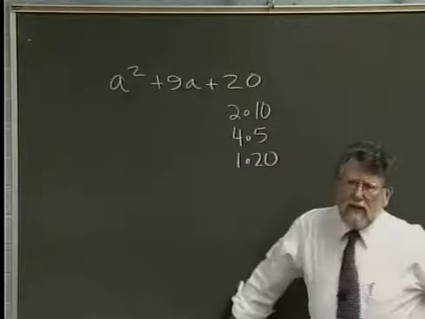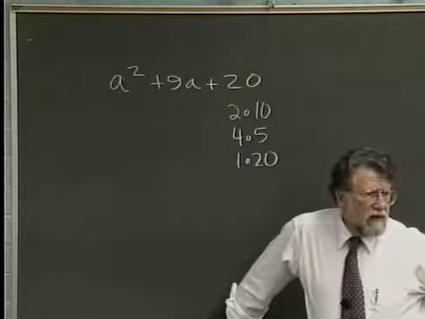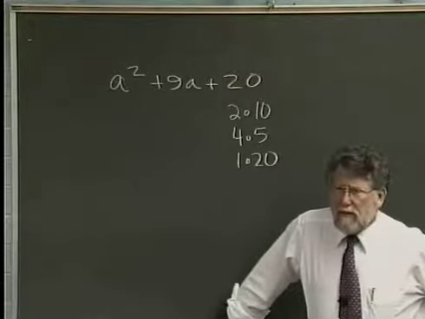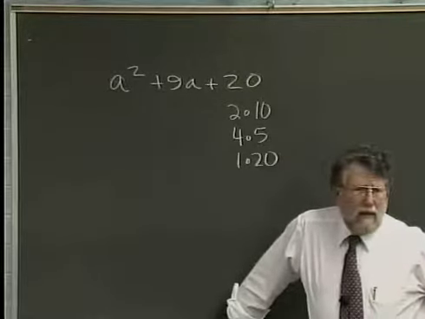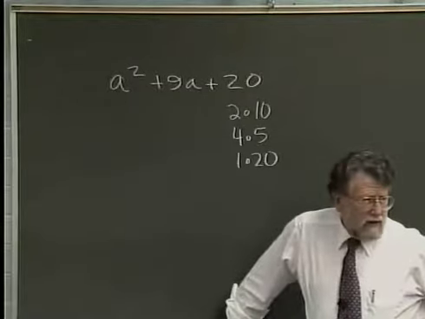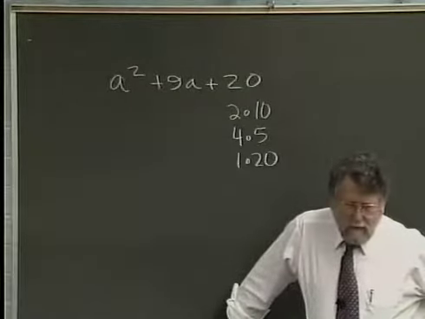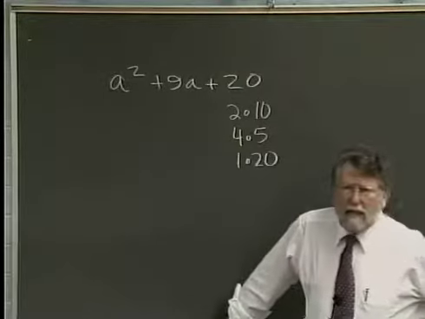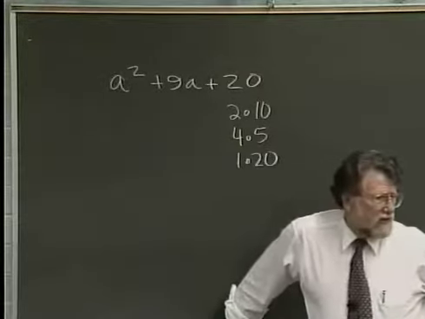Now why is it that I'm worried about the sum of those two factors? What tells me that I want the sum? Because they're both positive. The last sign is plus. So that means I want a sum. Now I know they're both going to be positive because the second sign is a plus.